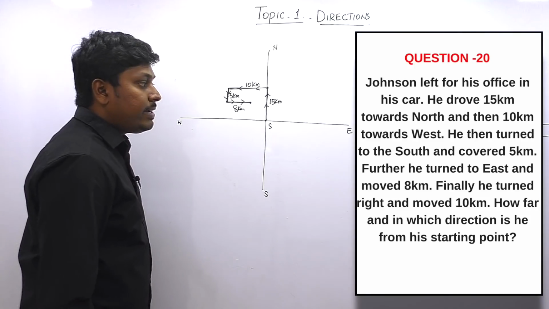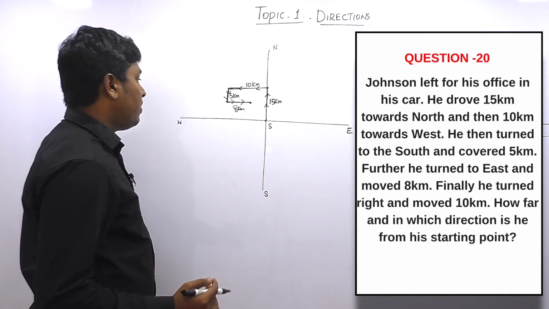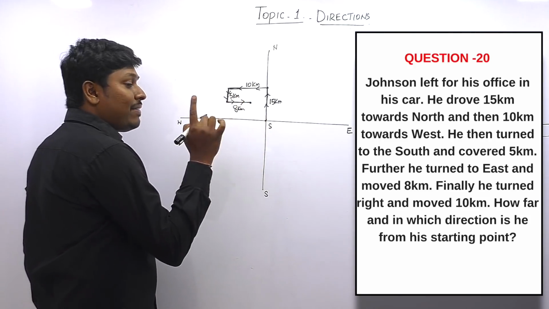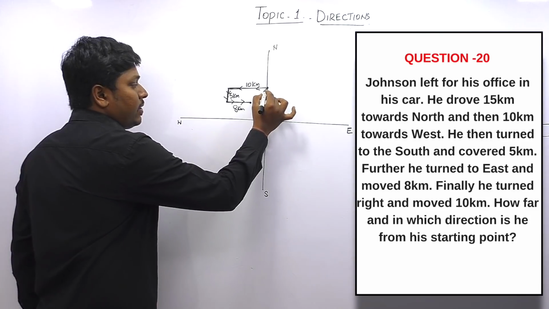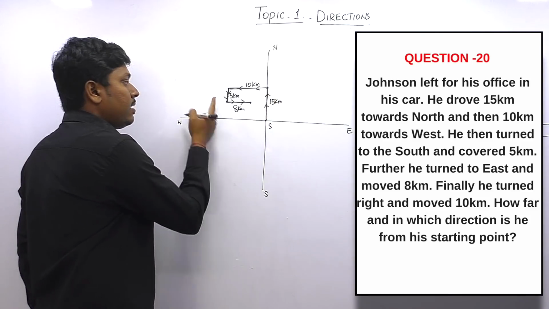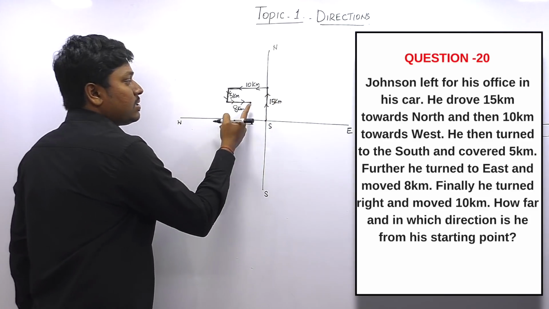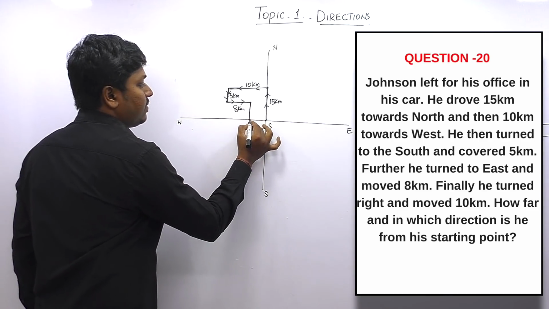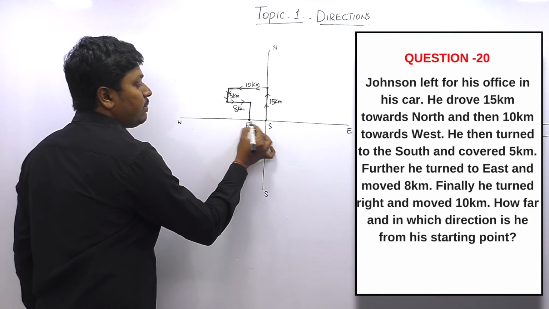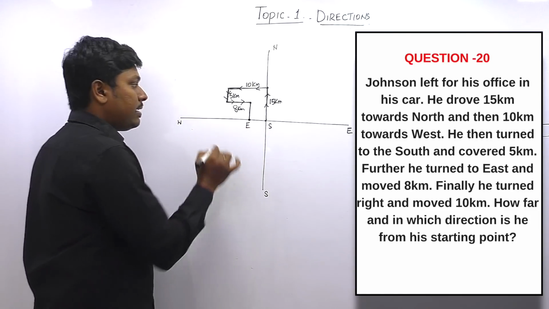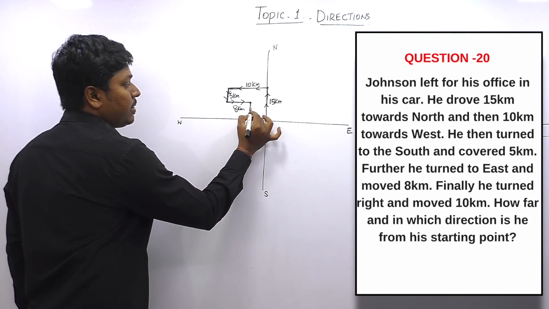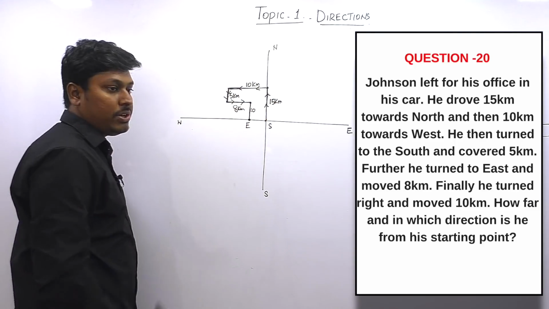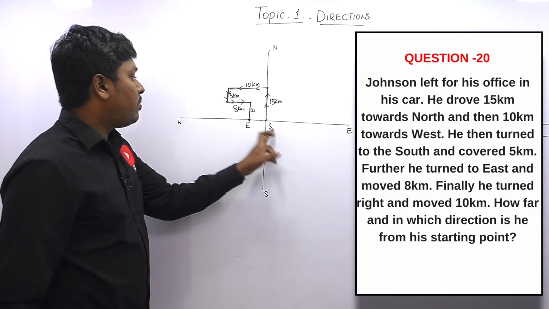Then finally he turned right and he moved 10 kilometers. So from this point again he is turning a right turn and he is driving 10 kilometers. Remember that we already know the total distance is 15 and we have covered 5 here. So from this point he is taking a right turn and covering 10 kilometers. So we can say the starting point and ending point will exactly lie on the same line, because this will be 5 and this will be total distance of 10. So the total distance to parallel line will be 15 kilometers. That's it, starting point and ending point.